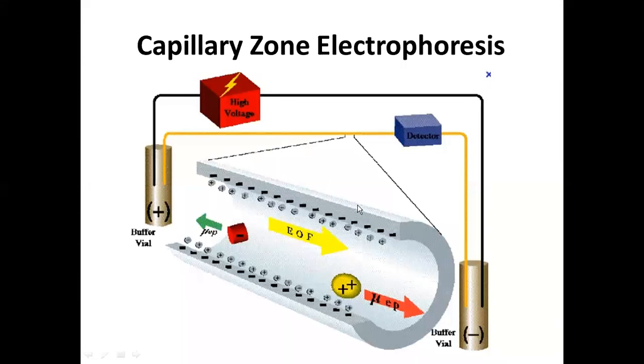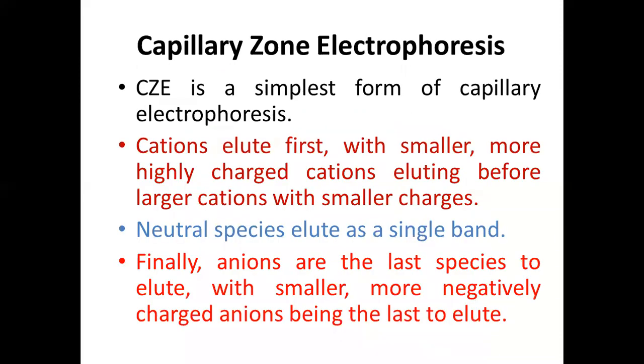So this is what we have seen in the conventional capillary electrophoretic technique. In conventional capillary electrophoresis, cations will elute first, then neutral species remain stationary or are eluted as a single band, then at last the anions are going to be eluted. So in this simpler form of capillary electrophoresis, first cations, based on their charge to size ratio, are eluted, then neutral species, then anions.